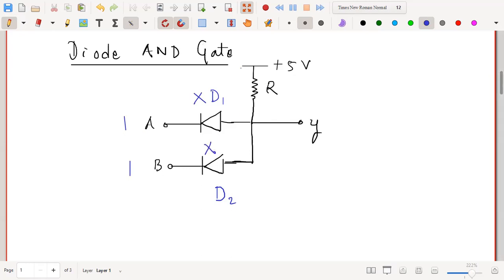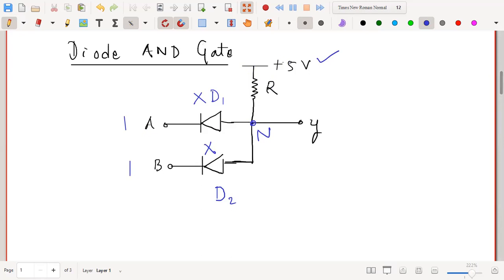Now what happens? Since the current cannot flow through these diodes, whatever is this potential, plus 5 volt, will not be dropped across R. The same potential would appear at this point N, because the current is not flowing through this resistor. Now the current is not flowing, that means nothing would be dropped across R.